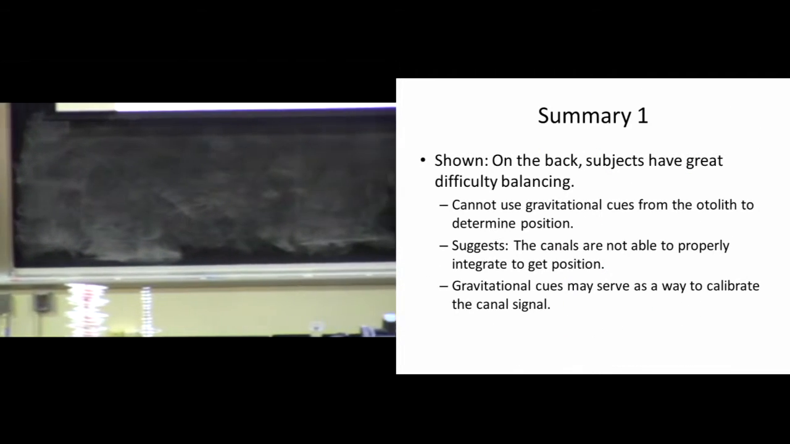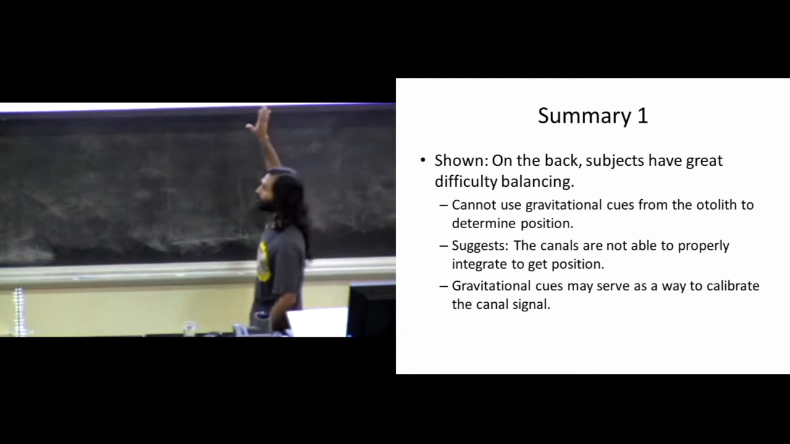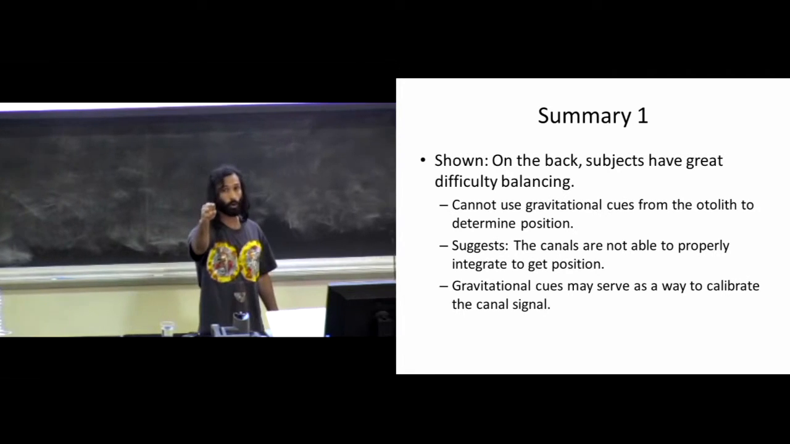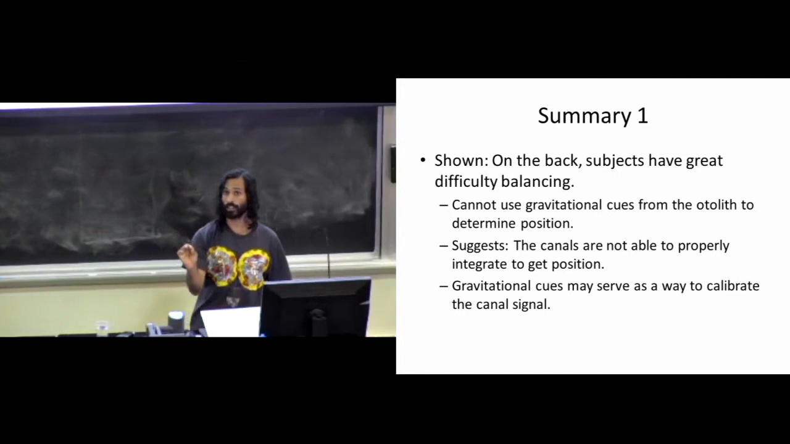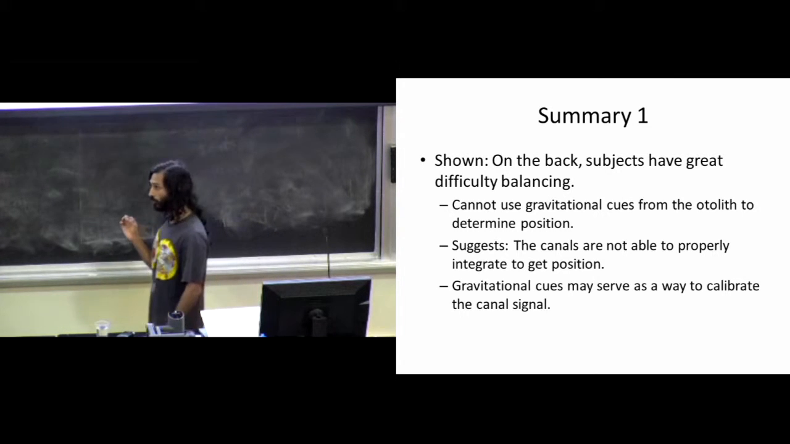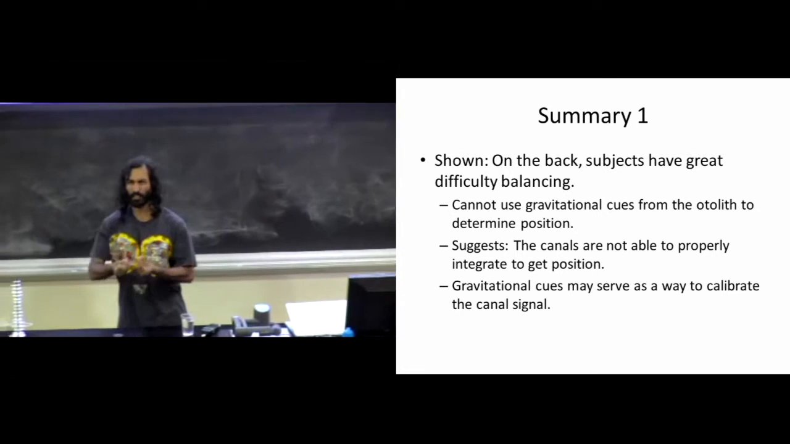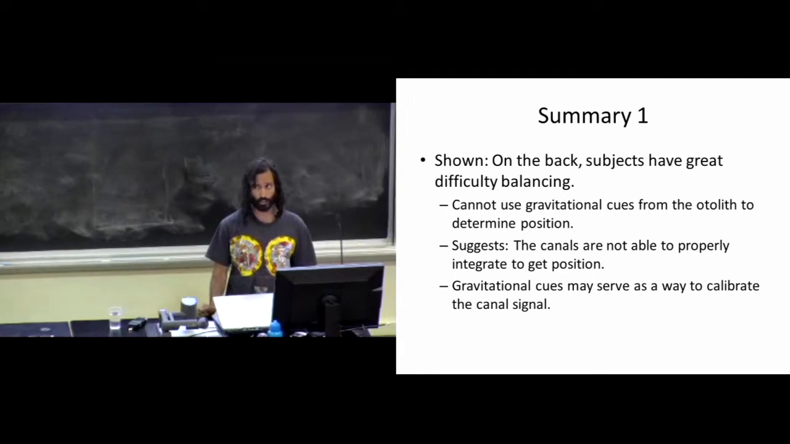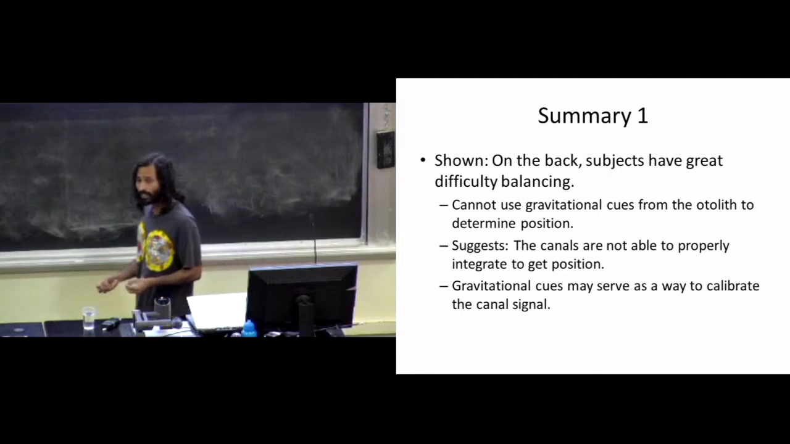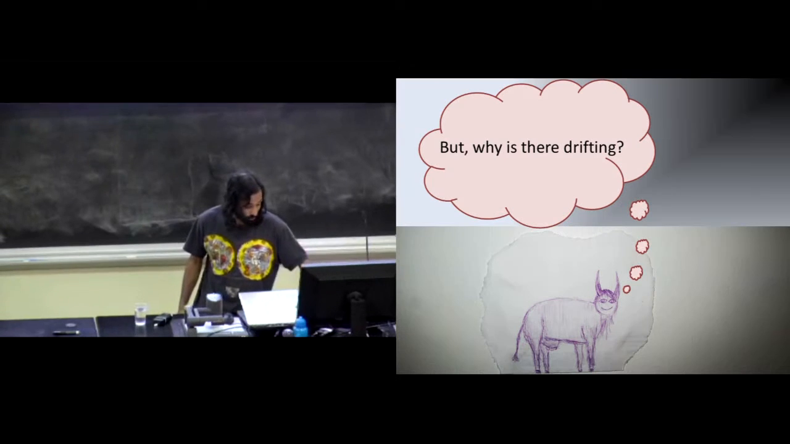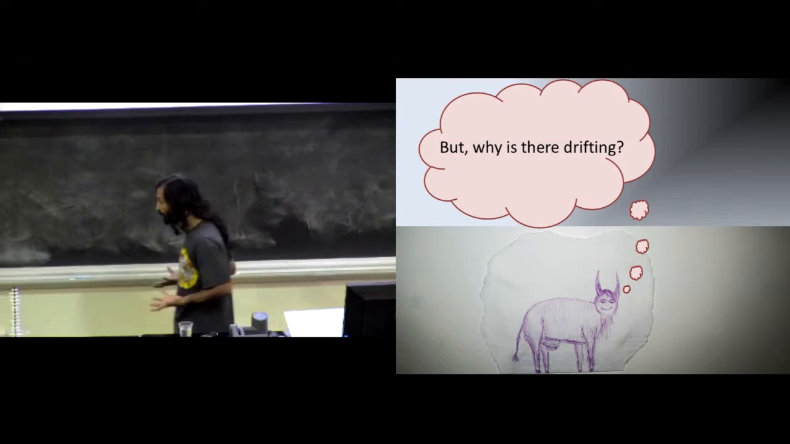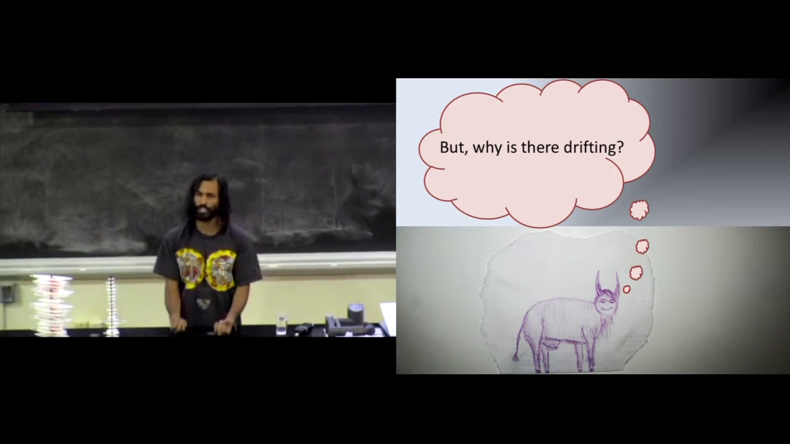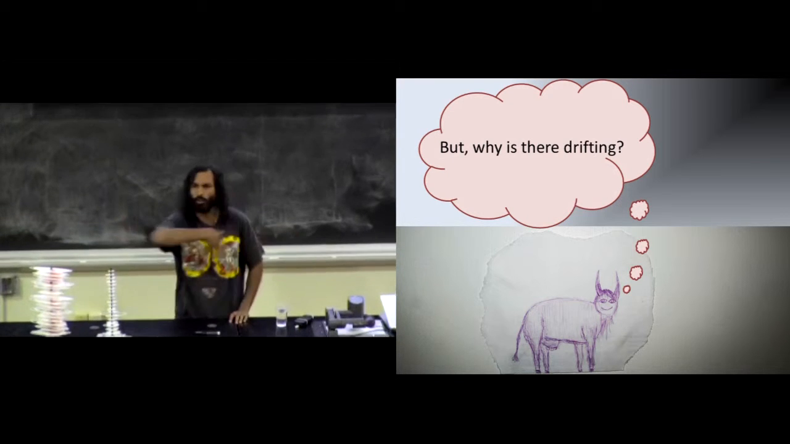Right. So far what I've shown is that on the back, subjects have great difficulty balancing. This is because they cannot use their gravitational cues from the otolith to determine their position. And what this suggests is that your semicircular canals are not able to properly integrate the angular acceleration information to get angular position. What it also suggests is that gravitational cues may serve as a way to calibrate the canal signal when people have access to them in the upright condition. But there still is a lingering question of the many questions, which is that if you don't have a proper position signal, why wouldn't you just randomly go all over the place?